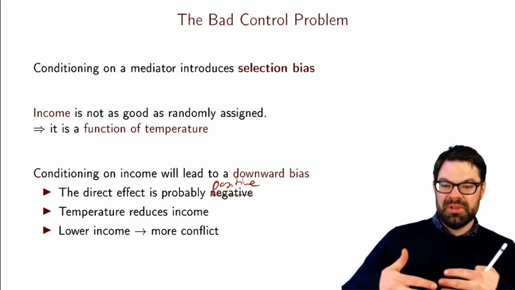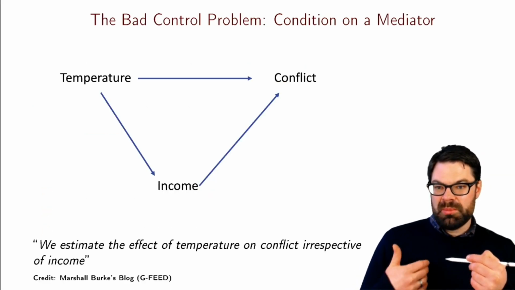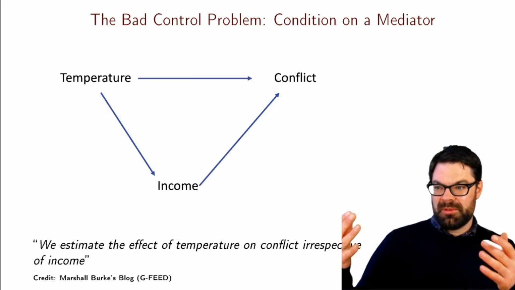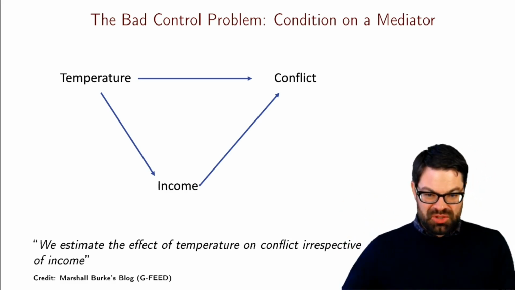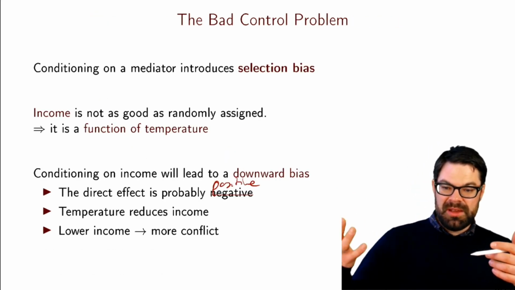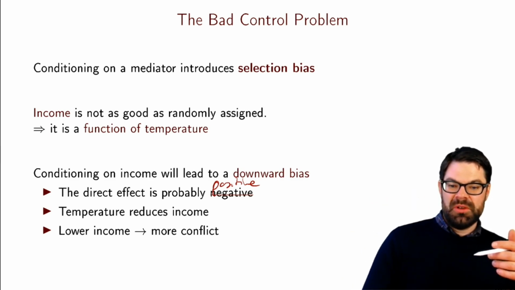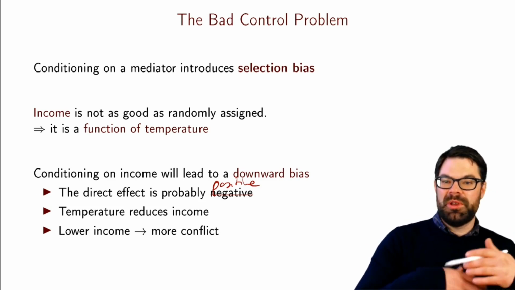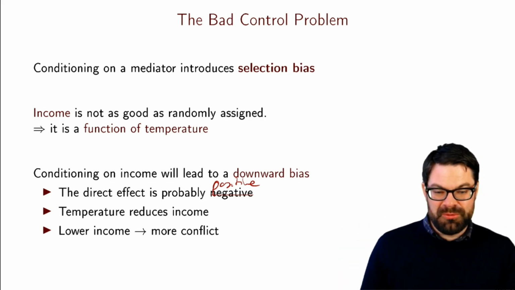However, there is also another effect, which is this indirect effect that temperature will probably reduce income. So higher temperature means that you have a worse harvest, and you can export less. That should lead to a reduction in national income. And when you have lower national income, regardless of the direct effect, you should also have lots of other reasons why that leads to more conflict. Simply because more people are unemployed and there is more potential for conflict.